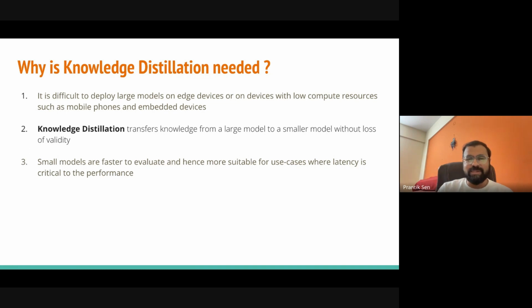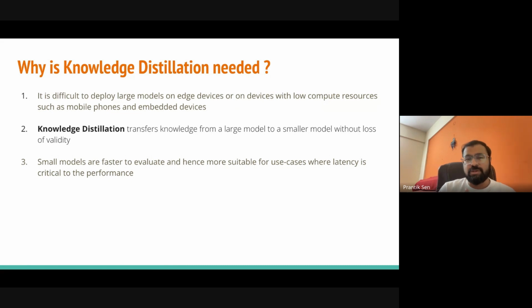I will be talking about teachers and students quite a lot during the course of this talk. The teacher is a very large model trained on a lot of data, and the student is a smaller model, and we are trying to make the student learn some patterns from the teacher which it has already learned, right? Now, knowledge distillation transfers knowledge from a large model to a smaller model without loss of validity. What it means is the end goal is to try and match the teacher performance. There should not be any drop in performance, or the drop should be within acceptable limits. And small models are faster to evaluate and more suitable where latency is also a constraint. So we spoke about that.